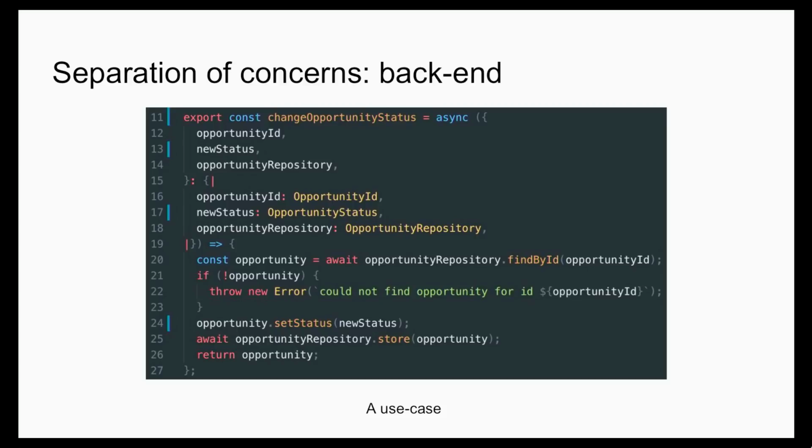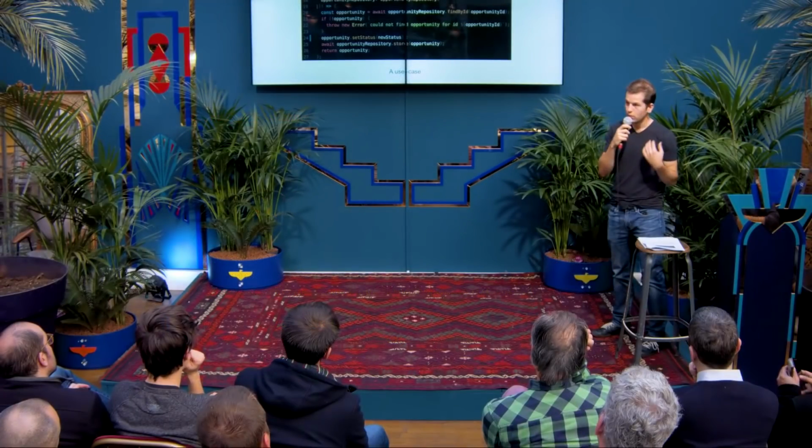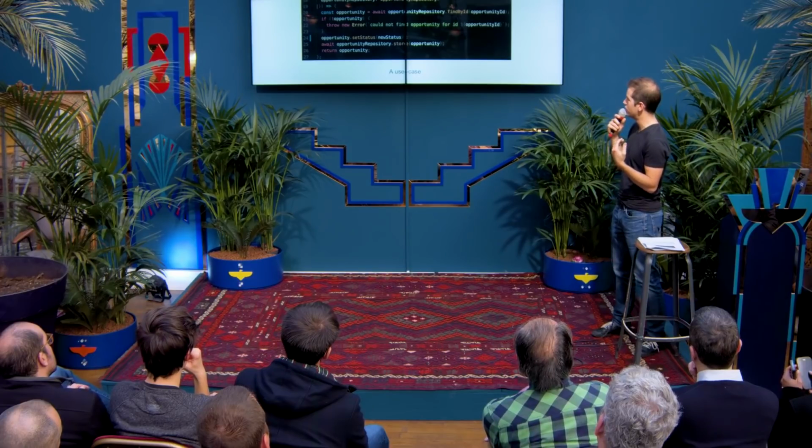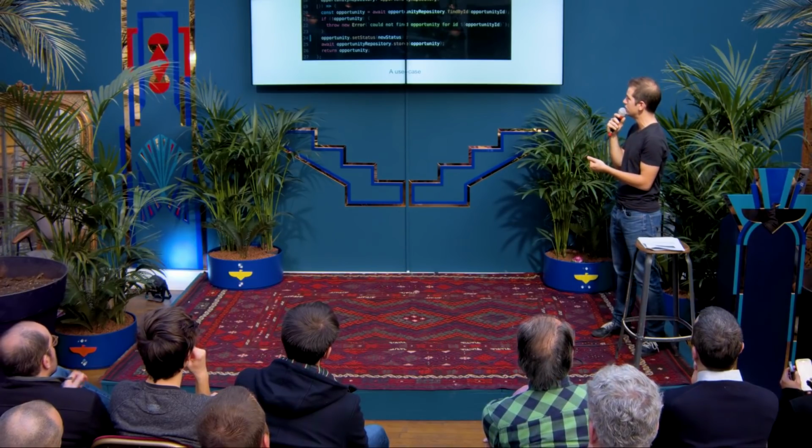you can write code like this in your application layer. So that's a use case. It's the same feature as before. It's a really simple feature. Change the status of an opportunity.